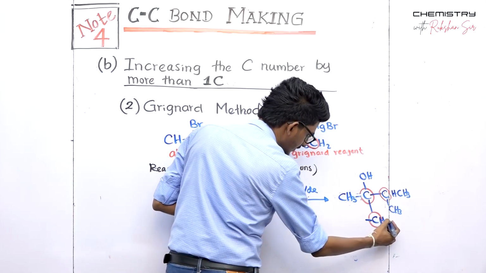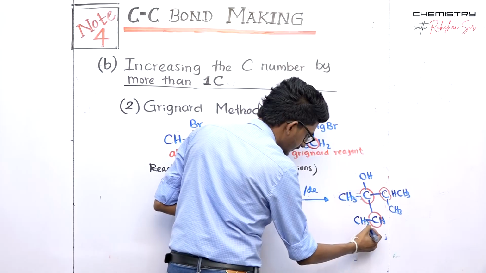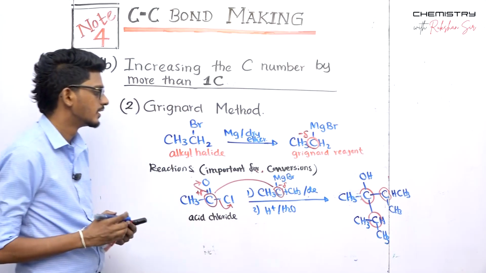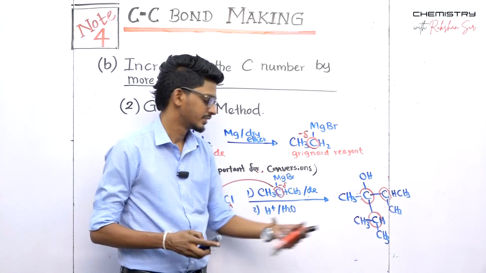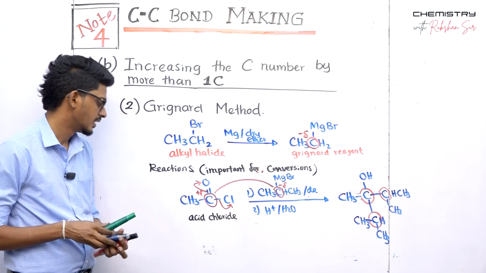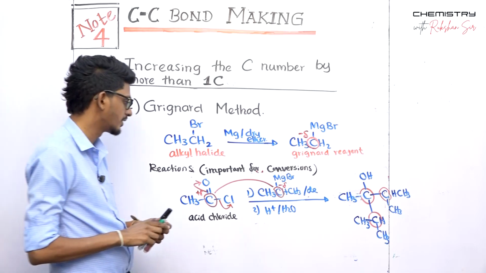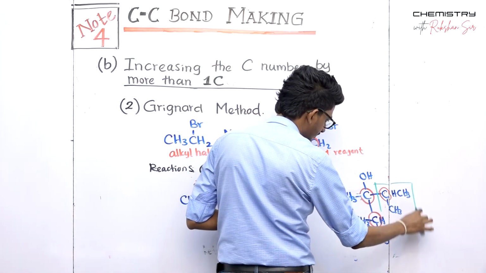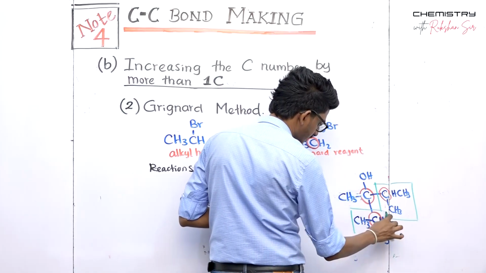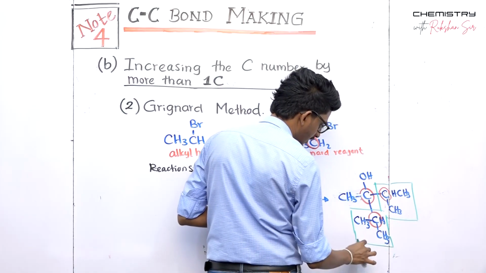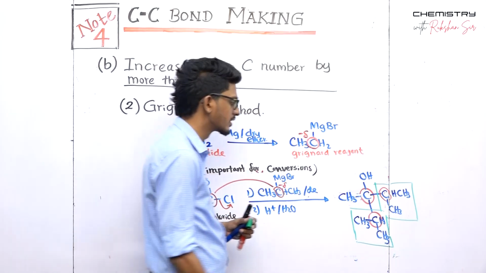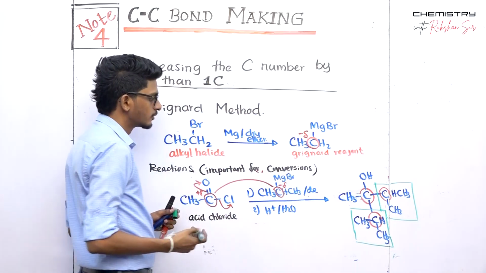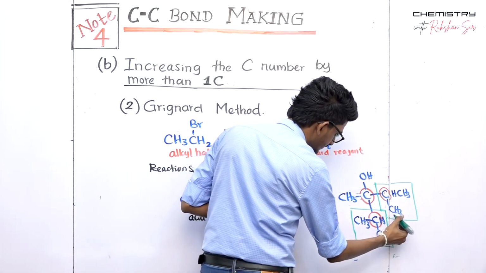CH3 and CH3. See, 2 groups coming from the Grignard. This is very special. With acid chlorides, you get 2 groups coming from the Grignard. This and this, 2 similar kinds of groups coming from the Grignard. That is very important in conversions. We'll do those conversions later.